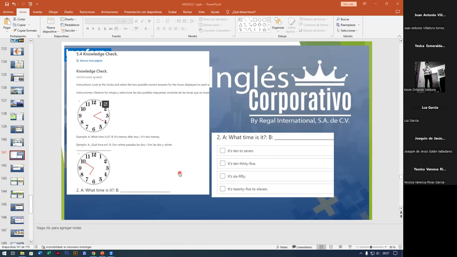Yes. Okay. So let's remember that here in the platform, it appears the clocks and you need to select two possible answers. Así como hemos visto que hay dos formas para dar la hora, también acá en la plataforma les aparecen dos formas correctas. So what about in this one? Tell me about this one. What time is it?